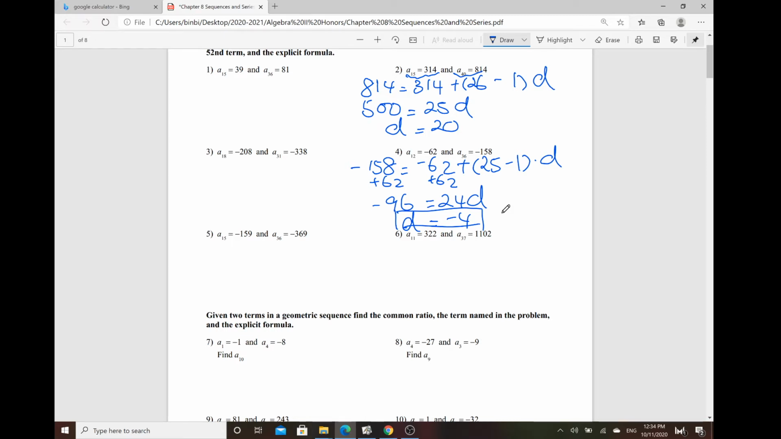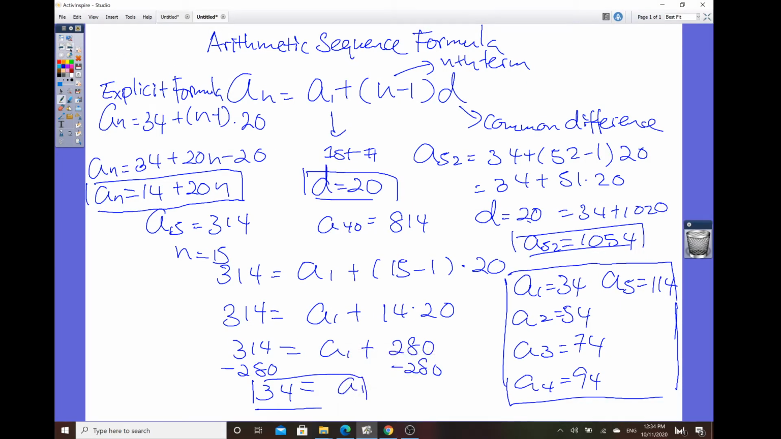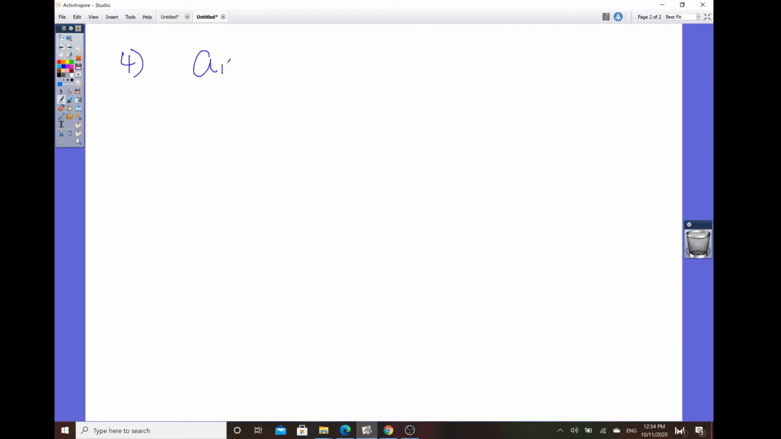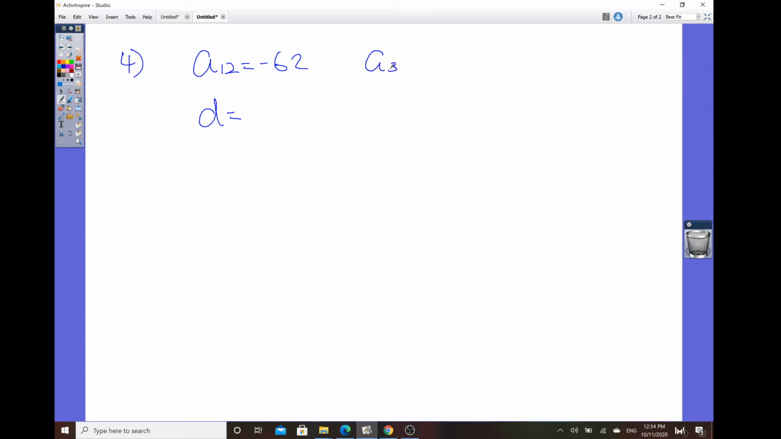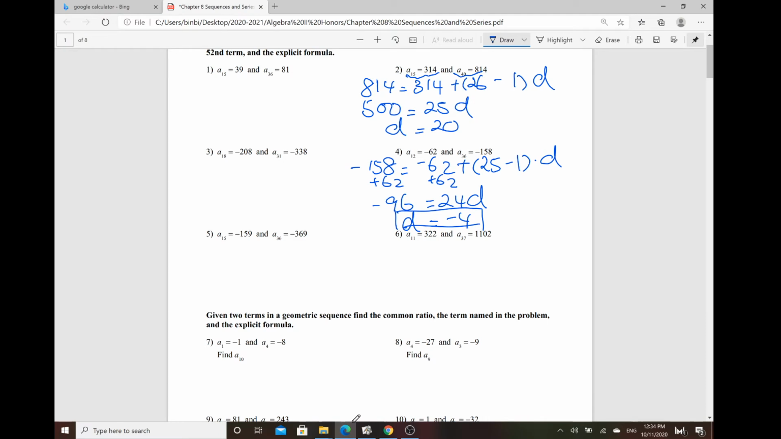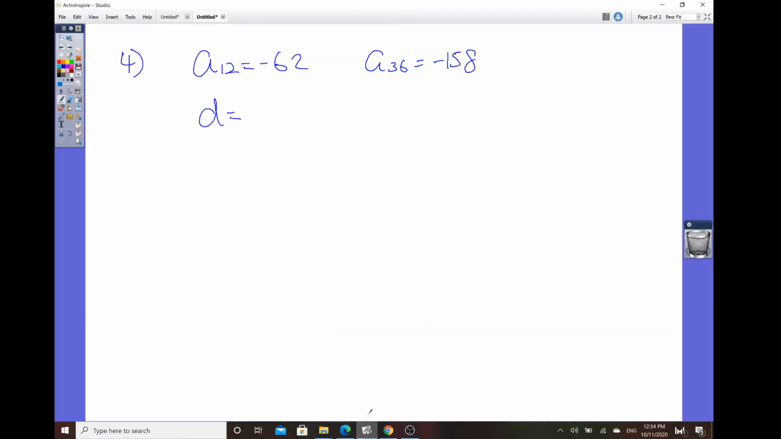Okay, so again, let me use the new slide here. A sub 12 is negative 62. And the common difference that we found is negative 4. A sub 36 is negative 158. And the common difference is negative 4. So using the same formula, the same structure, a sub n equals a sub 1 plus the quantity of n minus 1 times the common difference.